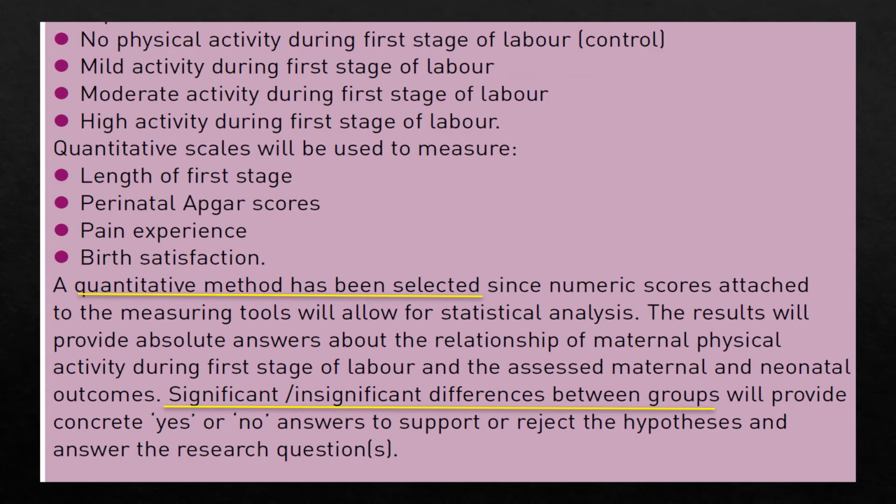processed. So you can see here in the second part, it says a quantitative method has been selected since numeric scores are attached to the measuring tools. And then down here you can see that it's concerned with significant or insignificant differences between groups. So this is really detailing what the research design is all about.